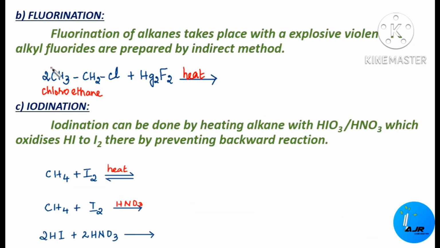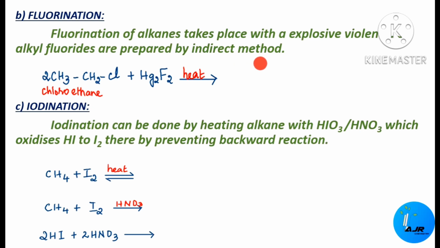Understood, students? Next methodology is fluorination. So we are seeing the halogenation of alkanes. How is fluorination taking place? Actually, this fluorination of alkanes takes place with an explosive violence. Along with this, you'll be getting the product. So alkyl fluorides are prepared by an indirect method.